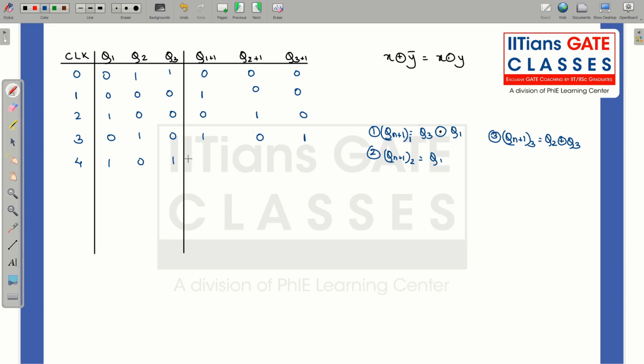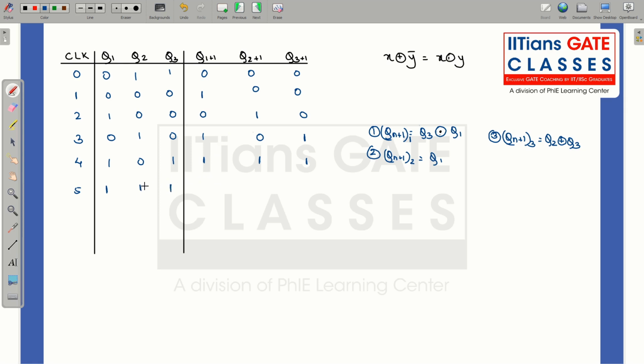So next state will be Q1 plus 1 will be XNOR of these 2. So this is 1. Q2 plus 1 will be equal to Q1. So this is 1. And Q3 plus 1 will also be 1 because of XOR of these 2.